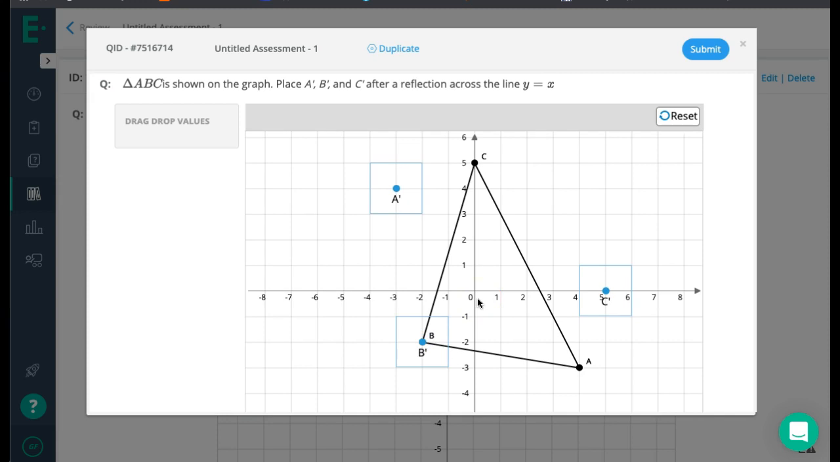Okay. Now there's also one question where we're reflecting across the y-axis and one where we're reflecting across the x-axis. So remember, the y-axis is the one that goes up and down. The x-axis is the one that goes side to side.